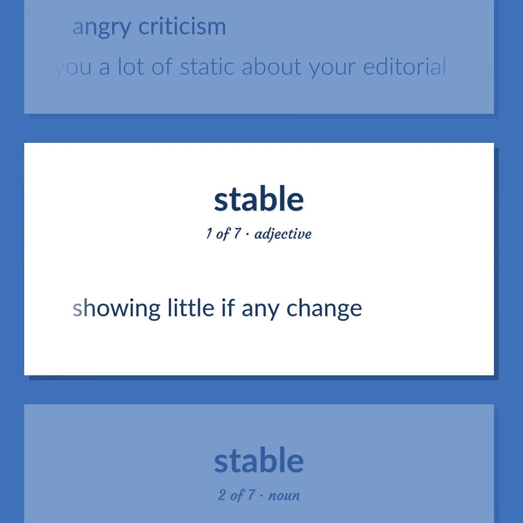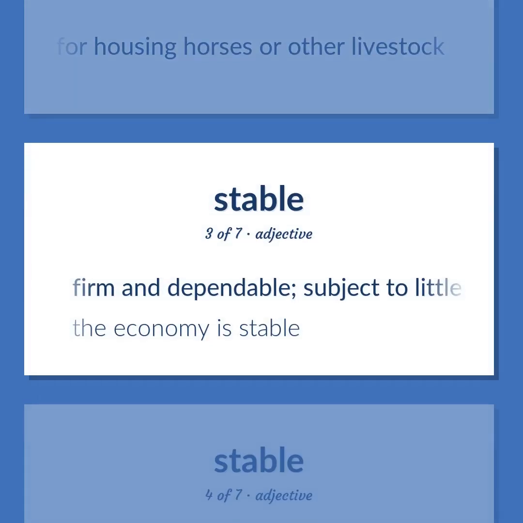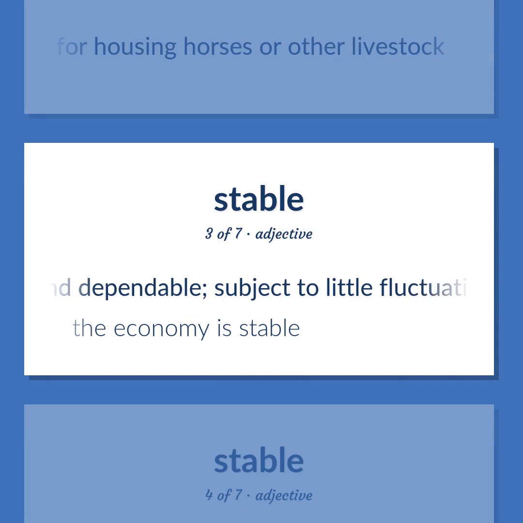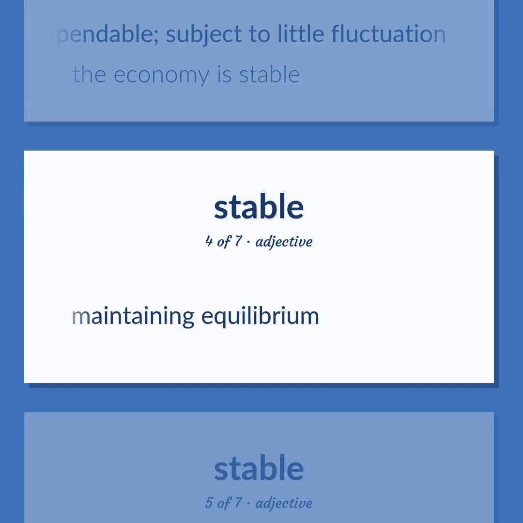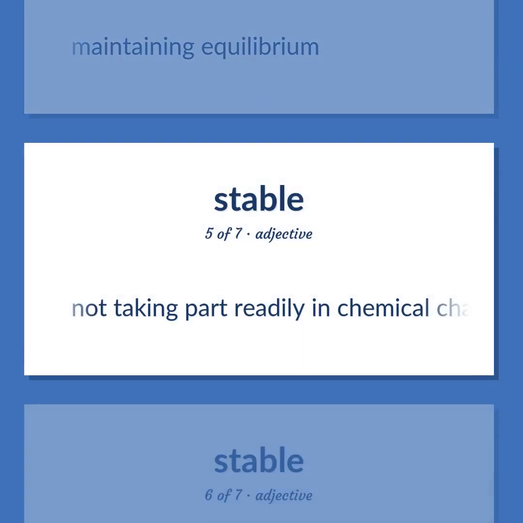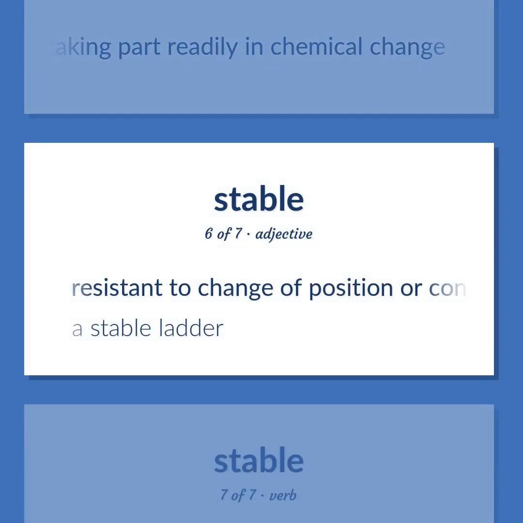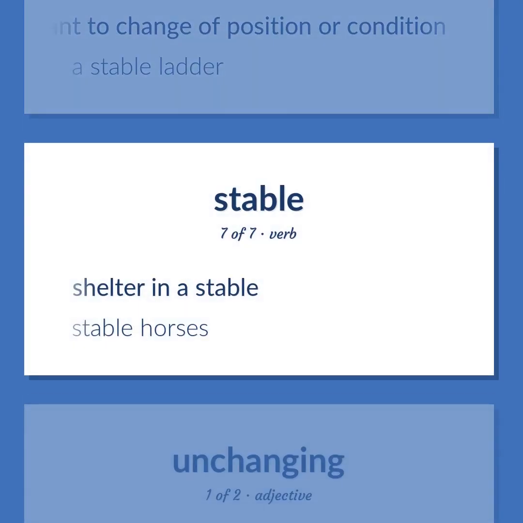Showing little if any change. A farm building for housing horses or other livestock. Firm and dependable. Subject to little fluctuation. The economy is stable. Maintaining equilibrium. Not taking part readily in chemical change. Resistant to change of position or condition. A stable ladder. Shelter in a stable. Stable horses.